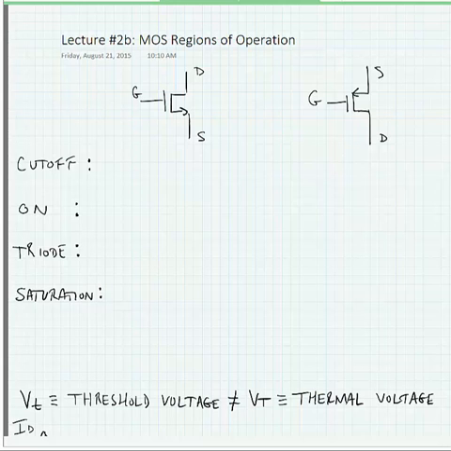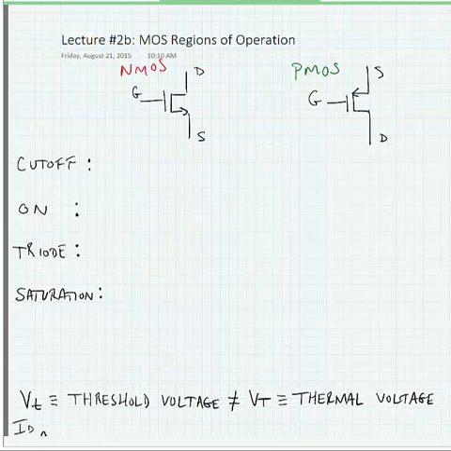In this lecture, we're going to look at the MOS regions of operation, and we're going to look at it based on voltage definitions between any two different terminals. So, for instance, we're going to look at the differences between the gate to source voltage, and we'll examine it for both PMOS and NMOS transistors. So here we have our NMOS transistor symbol, and here we have our PMOS transistor symbol.